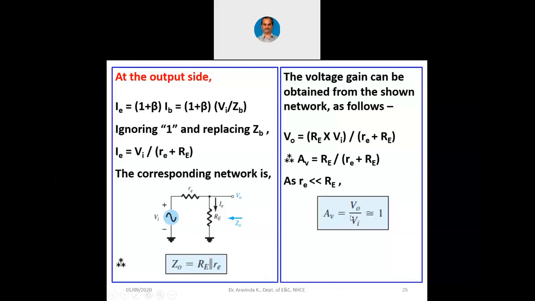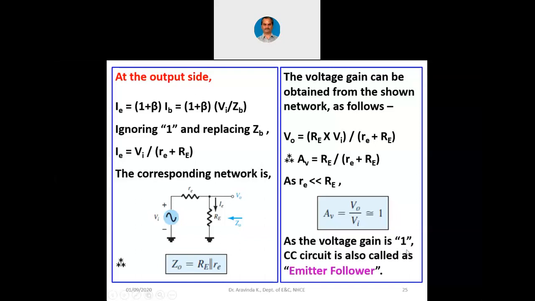Now because the voltage gain here is 1, the common collector configuration is also called an emitter follower. Why? Whatever is at the input comes at the output. Input is at the base, output is at the emitter. Emitter is following the base. Output is following the input, because the voltage gain is unity. That is the reason this circuit is also called an emitter follower. As the voltage gain is 1, the CC circuit or common collector circuit is also called an emitter follower circuit.